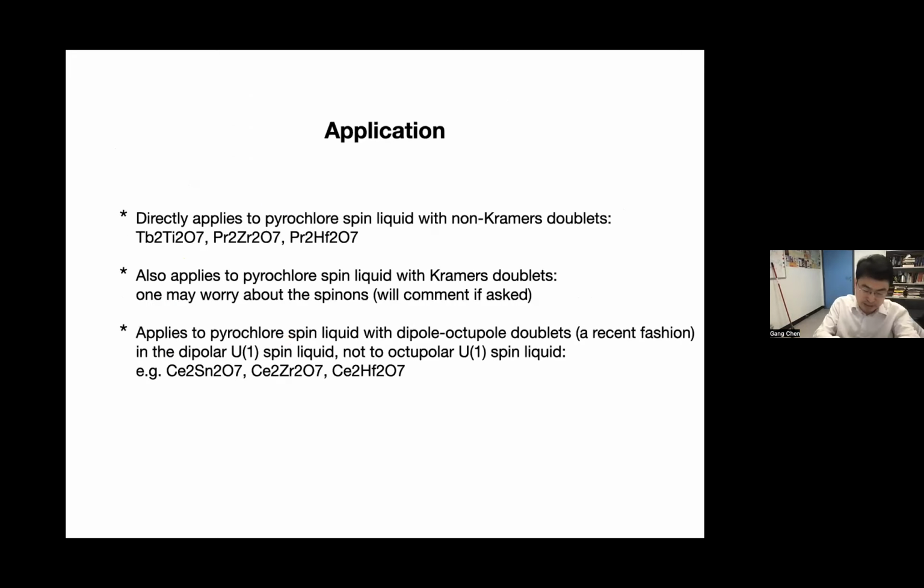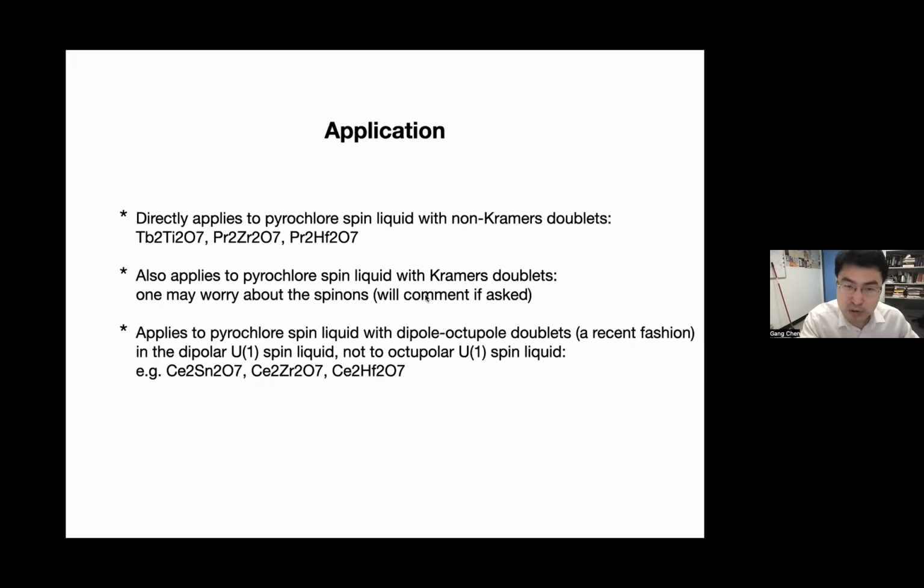So what's the application? This theory, this monopole thermal Hall effect, directly applies to pyrochlore U(1) spin liquids with non-Kramers doublets, for example terbium titanate, praseodymium zirconate, praseodymium hafnate. It also applies to pyrochlore U(1) spin liquids with Kramers doublets. So one may worry about the spin ices, right? If you ask, I will give you more comment on this.